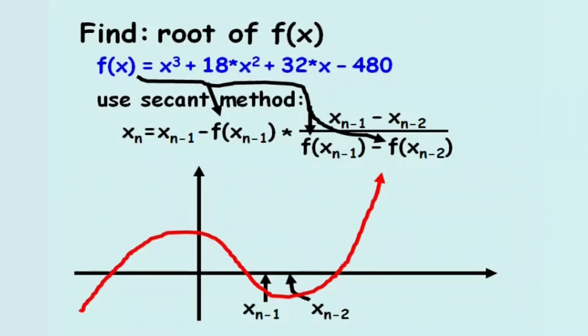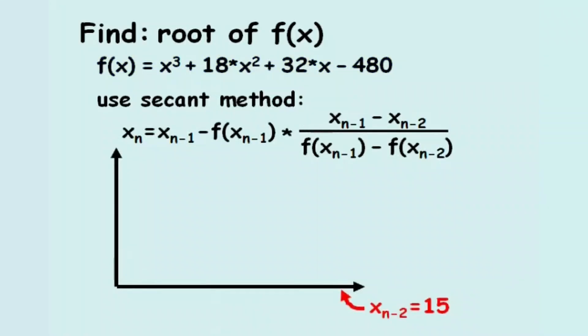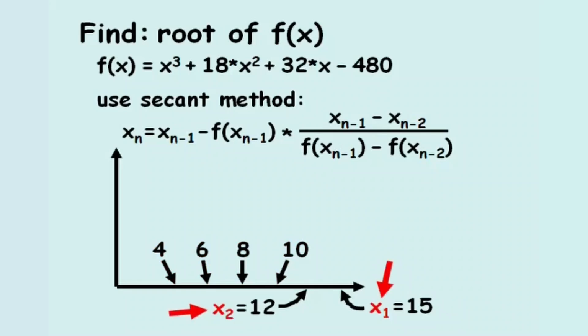Back to the secant method, we'll assign variable xn minus 2 to be 15, and variable xn minus 1 to be 12, because the 4 possible roots are 4, 6, 8, and 10. To make the notation simpler, we'll call 15 x1 and we'll call 12 x2. Therefore, the next point will be x3, where n equals 3.